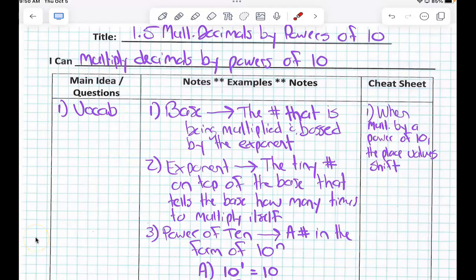Good morning, Pottinger class. Today we're doing 1.5, multiplying decimals by powers of 10. Can you do that? Yes. When I say powers of 10, can I also say just base 10? Yes. I can just say base 10, right?